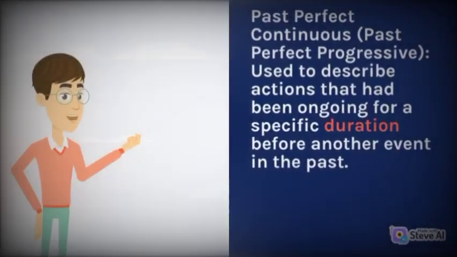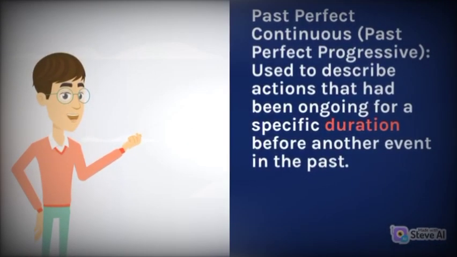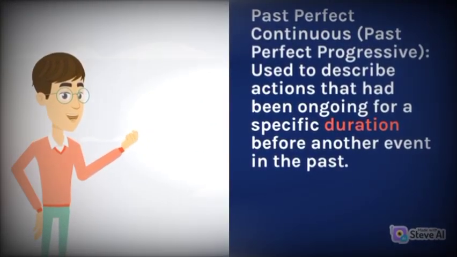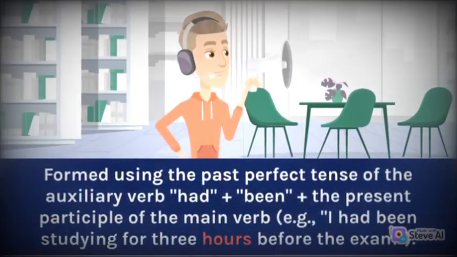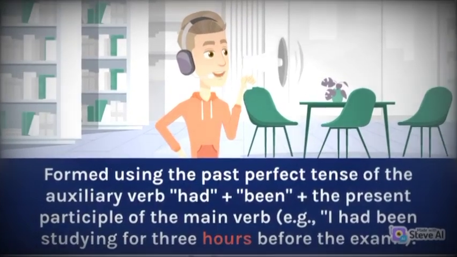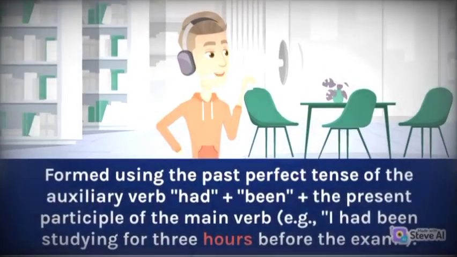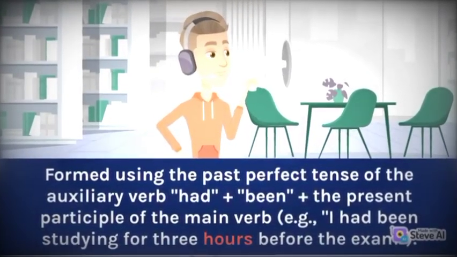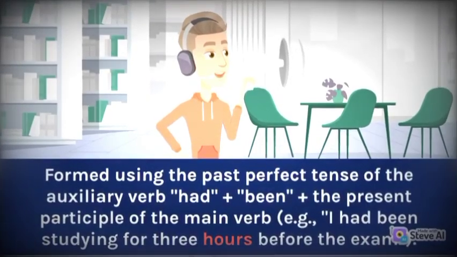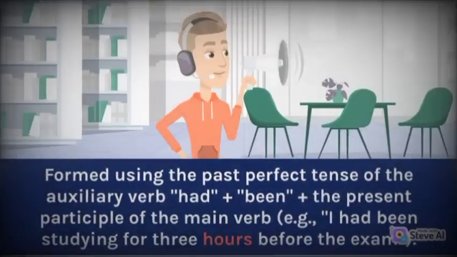Past perfect continuous, past perfect progressive. Used to describe actions that had been ongoing for a specific duration before another event in the past. Formed using the past perfect tense of the auxiliary verb have plus been plus the present participle of the main verb. For example, I had been studying for 3 hours before the exam.